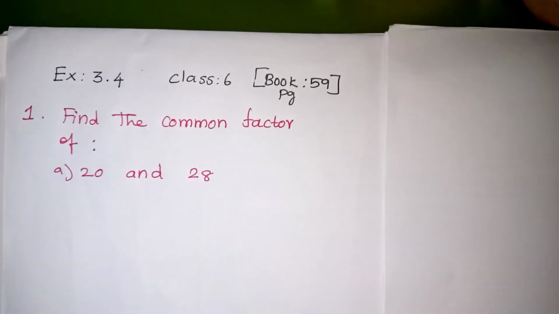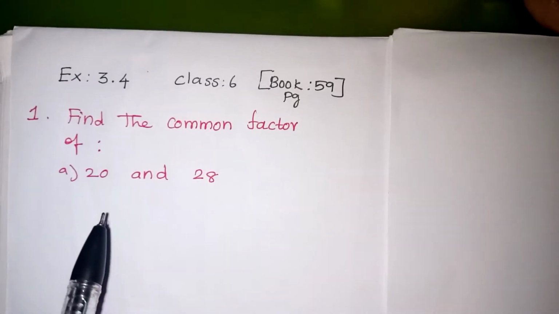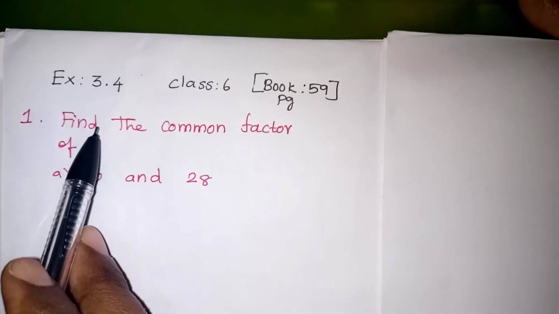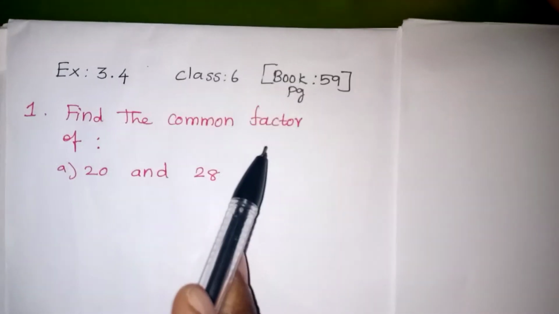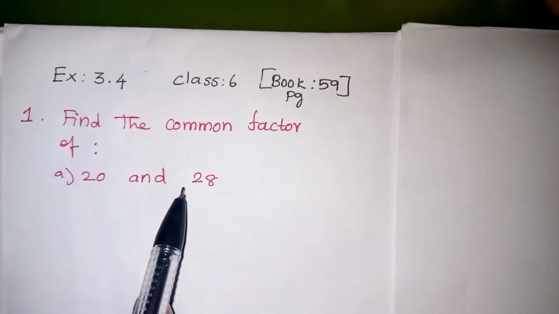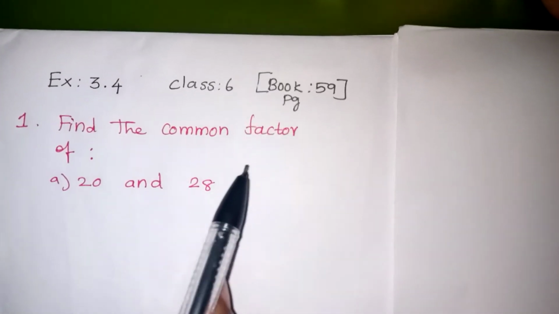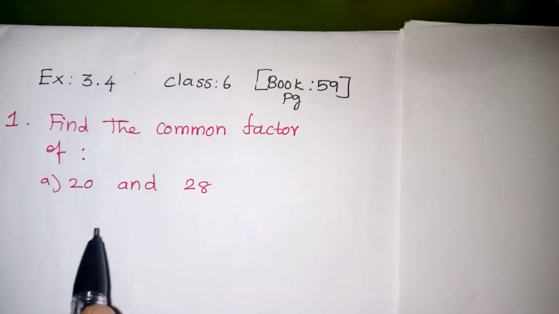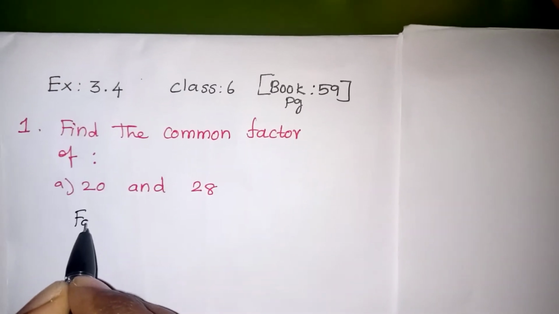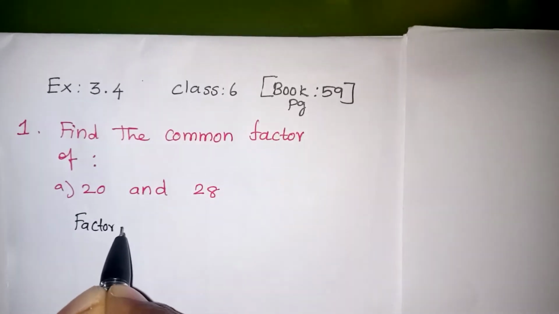Hi students, in this video we are going to learn exercise number 3.4. Question number 1. Our question is: find the common factors of 20 and 28. First we need to find the factors of 20 and 28 and find which ones are common. Now first we are going to write the factors of 20.